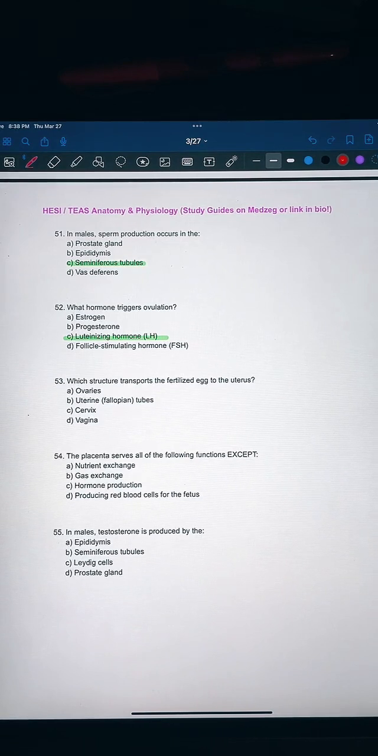Number 53, what structure transports the fertilized egg to the uterus? Let's see if I missed any questions. If I missed any questions, I apologize.